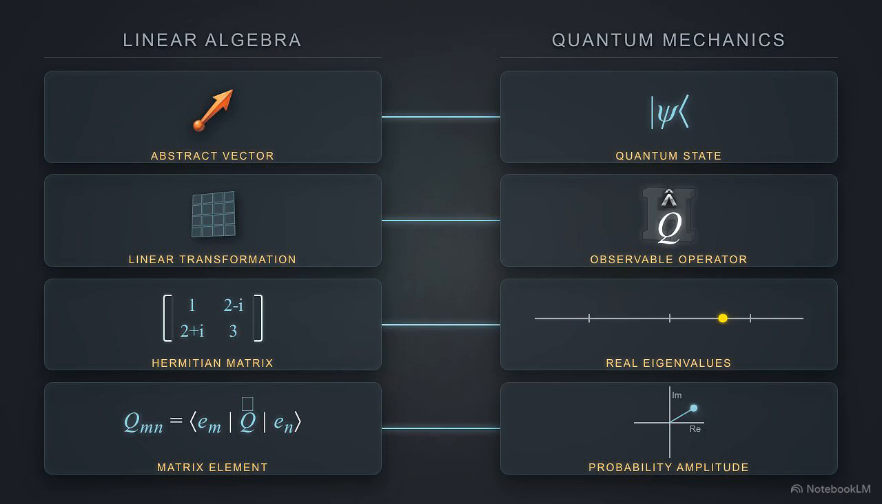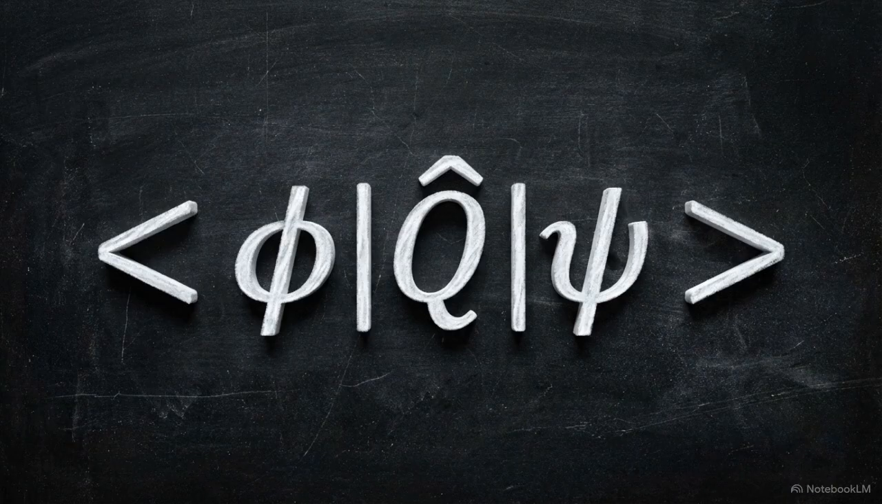Matrix elements are defined as Q sub mn, the inner product of the bra, the dual vector, the operator Q, and the ket. This outputs a complex probability amplitude. Dirac notation calculates these probability amplitudes using pure geometry, removing the need for spatial coordinate systems.